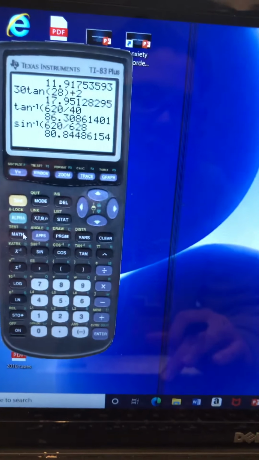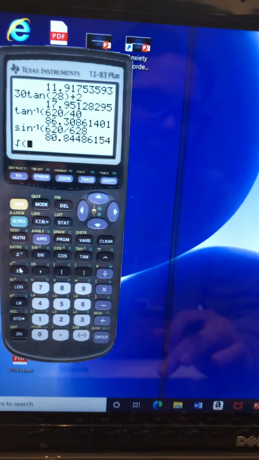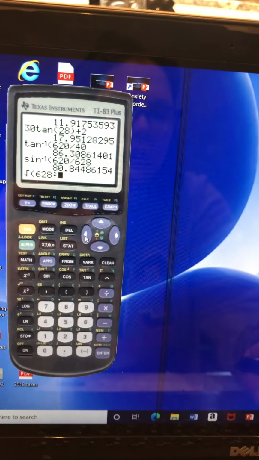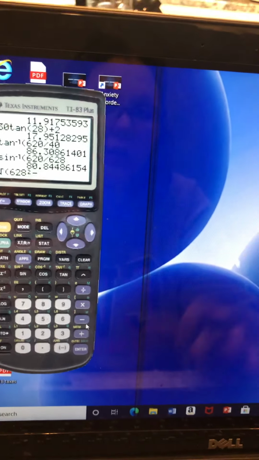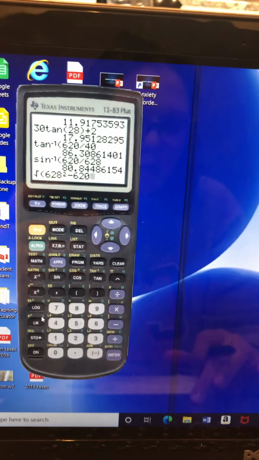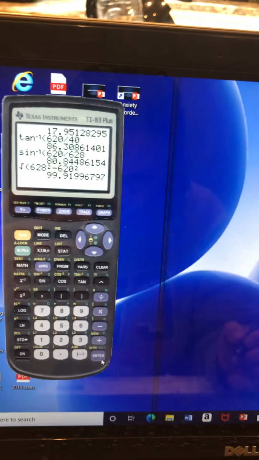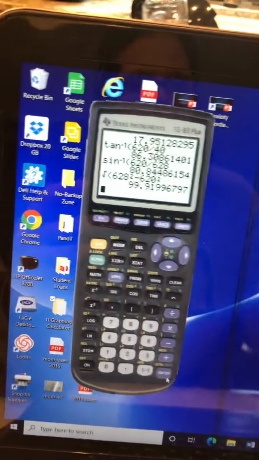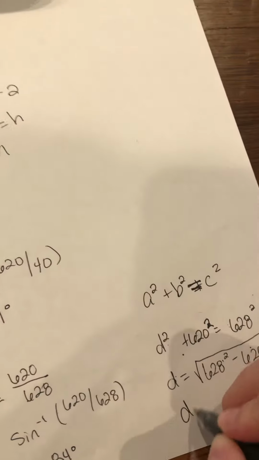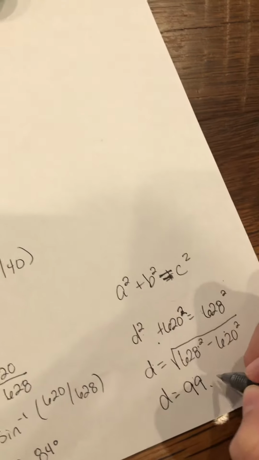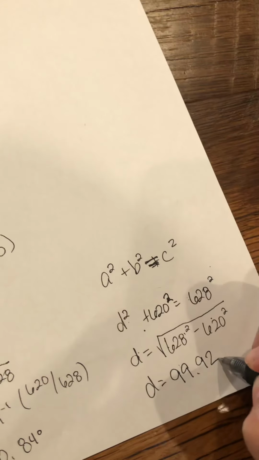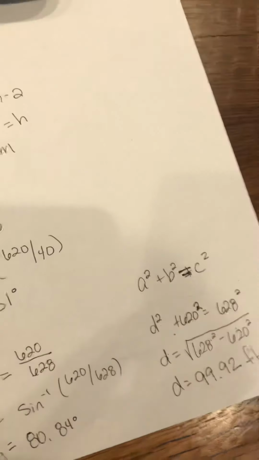You can do it out and write it all down if you want to, but we're going to do the square root of 628 squared, minus 620 squared. The calculator doesn't like that button for some reason. And that is equal to 99.92. So D is equal to 99.92. I've rounded everything else to 2 decimal places, so I'll round to 2. So in that case, she is 99.92 feet away.